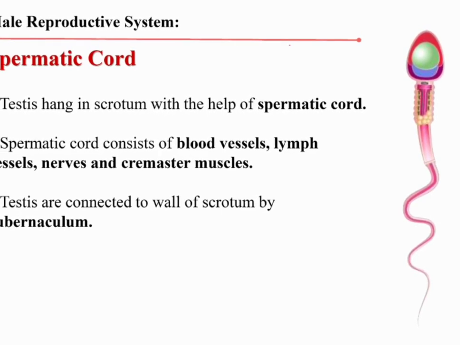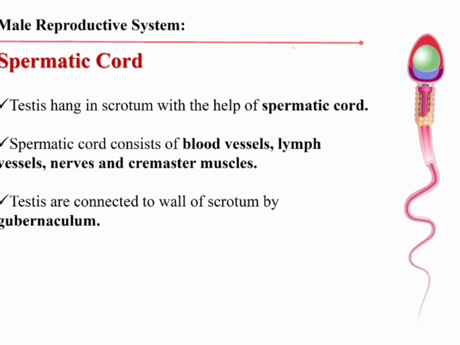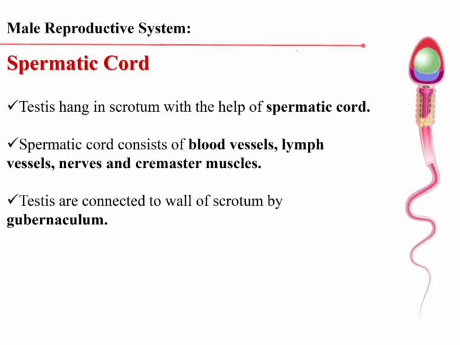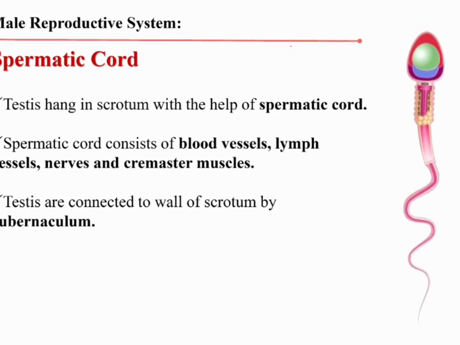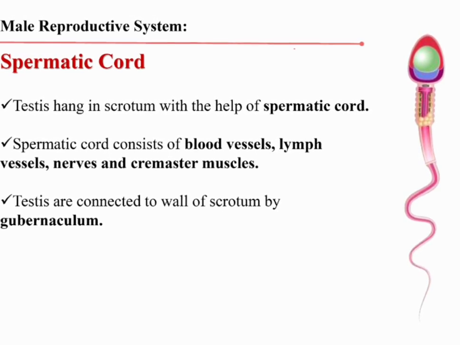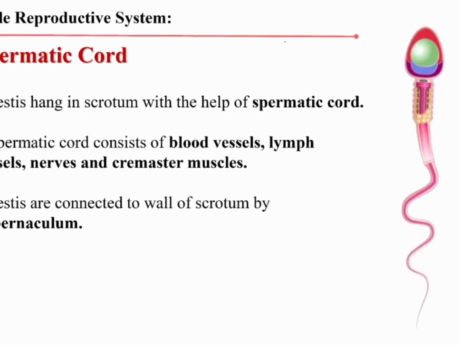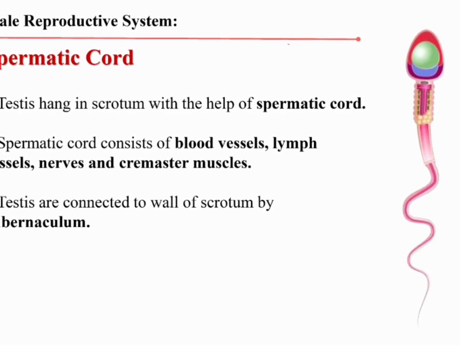Spermatic cord. Testes hang in the scrotum with the help of the spermatic cord. The spermatic cord consists of blood vessels, lymph vessels, nerves and cremaster muscles. Testes are connected to the wall of the scrotum by the gubernaculum.